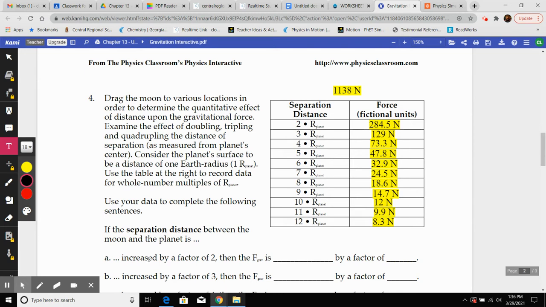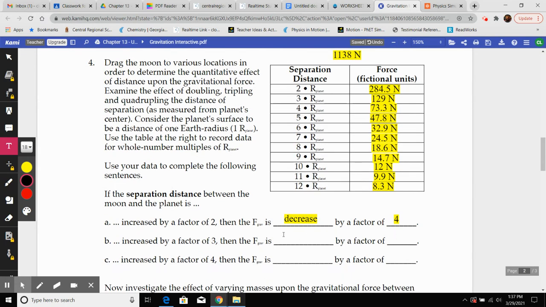So when you increase the distance, the gravity is going to decrease by a factor of what? To figure out this number here, by a factor of, you can take the original, divide it by what you record. So if your numbers are slightly different than mine, that's okay. So 1138 divided by the 284 is a factor of 4. And then the next one, 1138 divided by 129 is about 8.82.